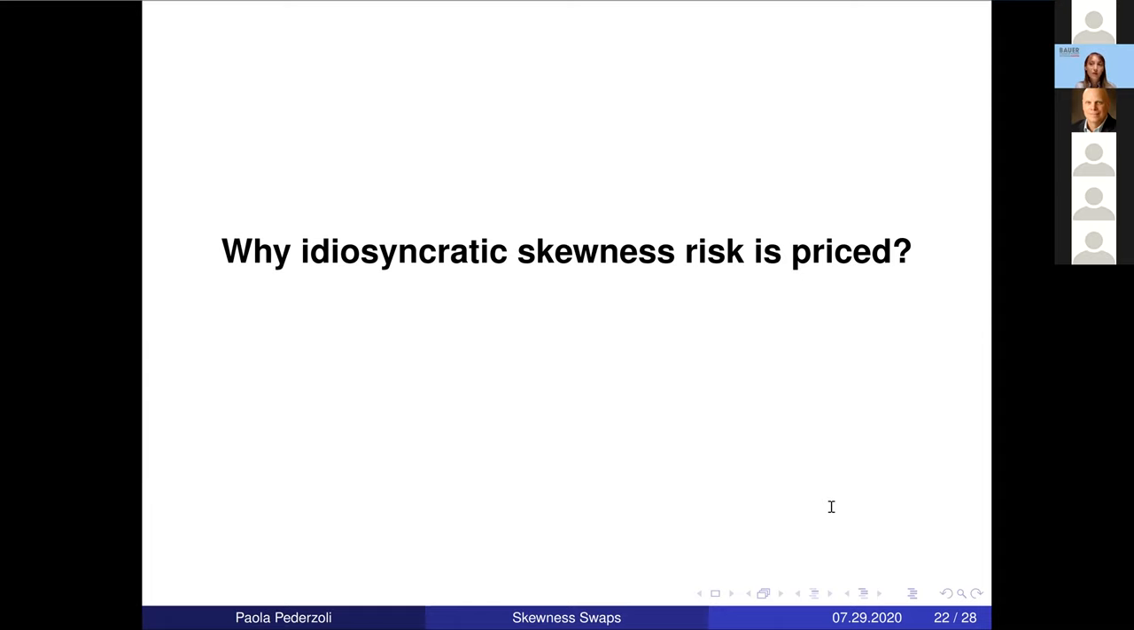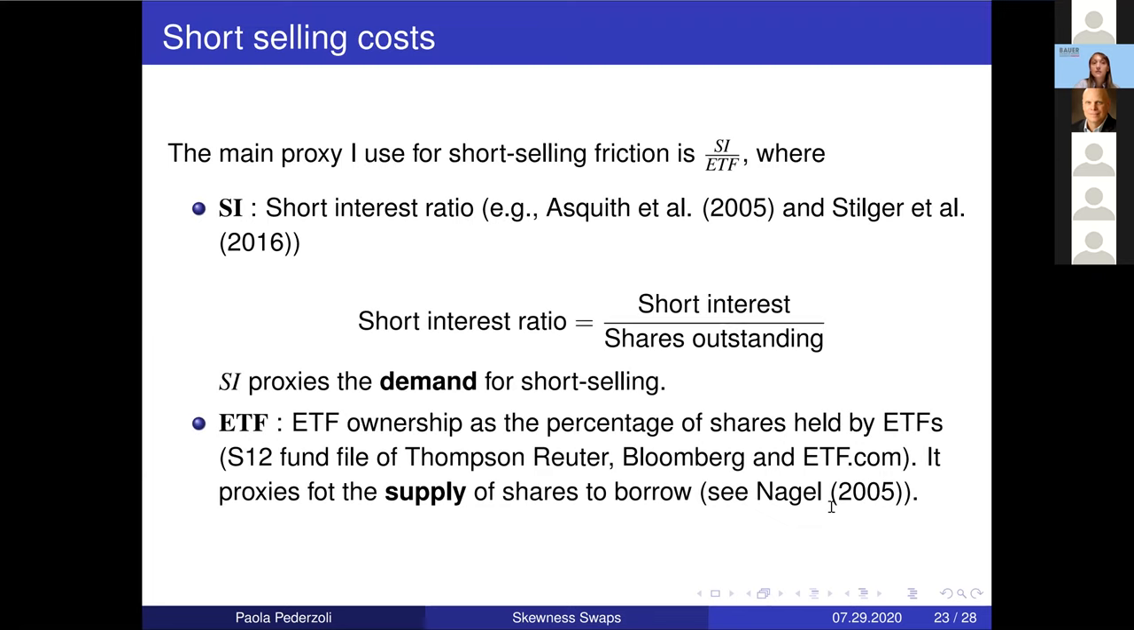Of course there are probably many reasons, but here I'm going to focus on one in particular, and it's short selling cost. When you want to short sell a stock, you cannot do it freely because there are many costs. There is a dollar cost, because first of all you have to find someone that lends you a stock, and you have to pay a lending fee. So in order to proxy for short selling frictions, I use the ratio of the short interest on ETF ownership. The short interest is defined as the percentage of shares that are held short. And this is standard.